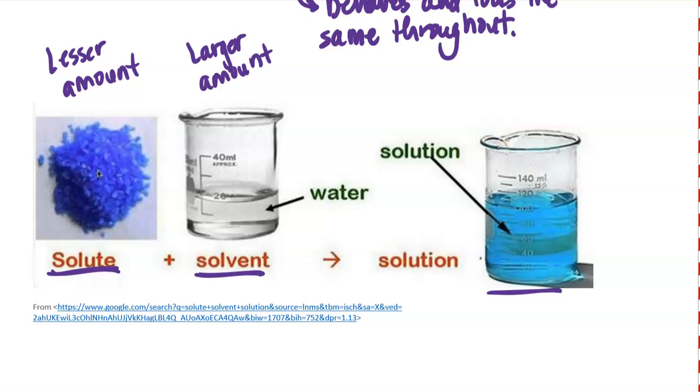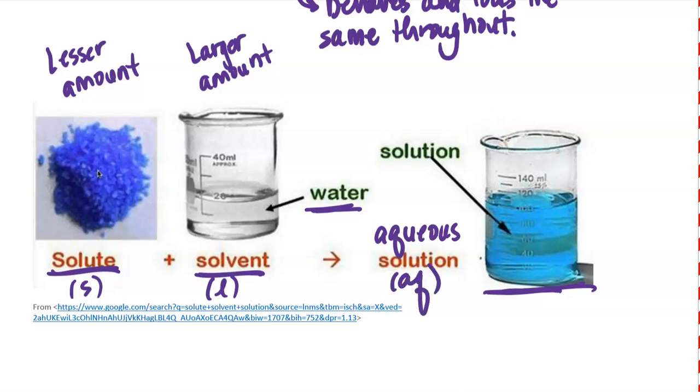Now, in this particular instance, our solute happens to be a solid. We can see the crystals, and the solvent is a liquid. It's water. Okay, and again, if we take a look at the substance we get in return, basically we have a solution with water as the solvent, or what we call an aqueous solution, which we usually denote with the symbol AQ in parentheses.